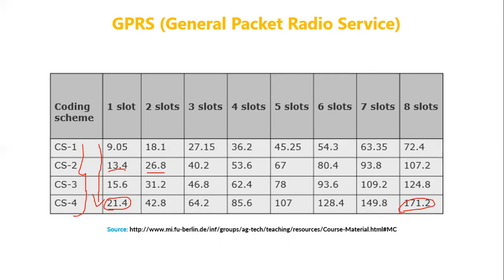It's a class 10 device and it uses CS2. The normal mobile phones that we use use the coding scheme CS2, and it provides a data rate of 53.6 kilobits per second for receiving. That is, for receiving, it uses 4 slots. And for sending, it provides a data rate of 26.8 kilobits per second. That is, it uses 2 slots. So totally it uses 6 slots, 4 slots for receiving and 2 slots for sending, and it's CS2. For receiving, the data rate is 53.6 kilobits per second, and for sending it is 26.8 kilobits per second.